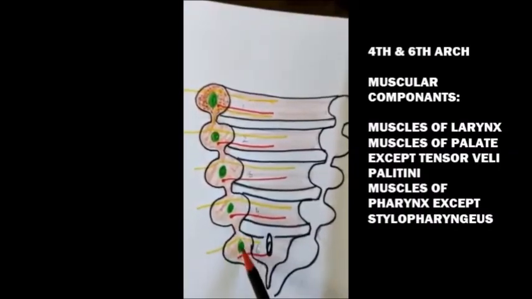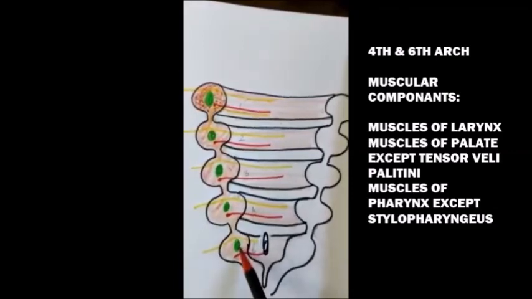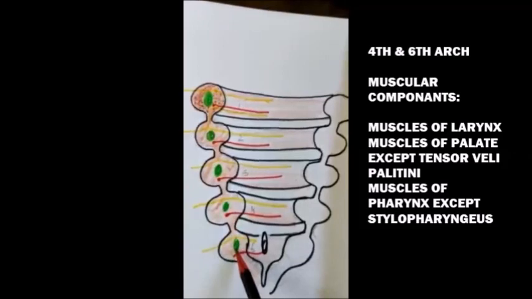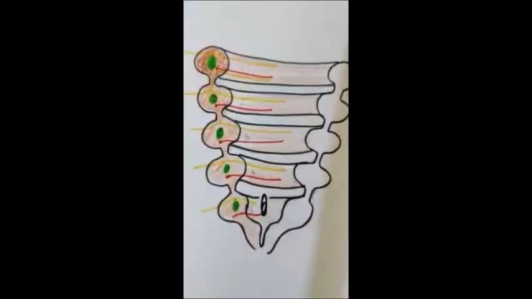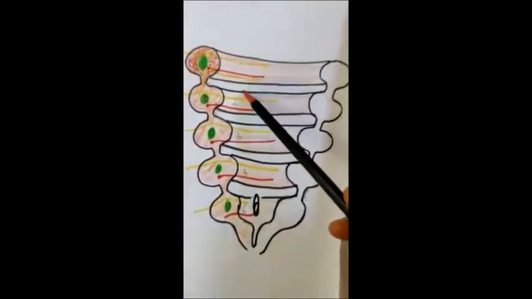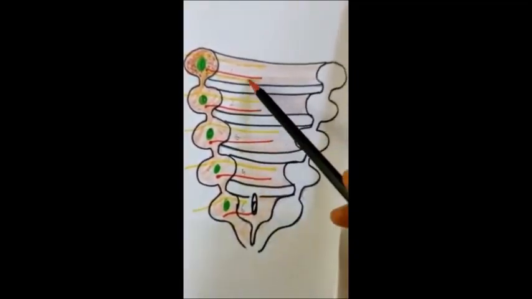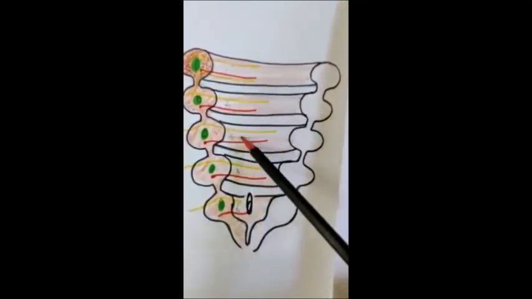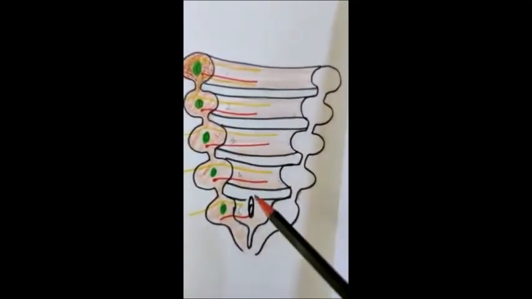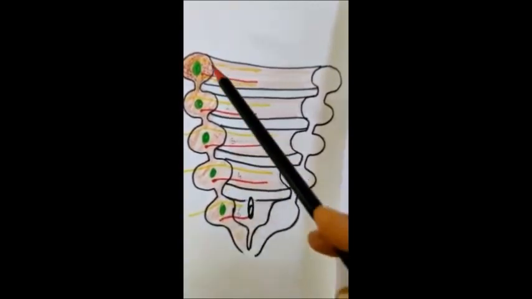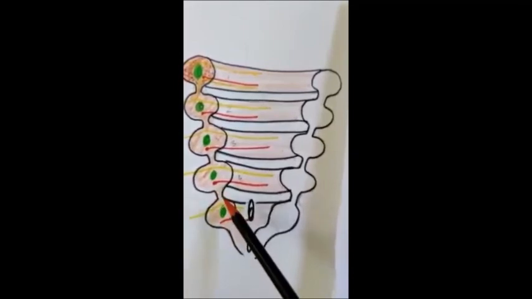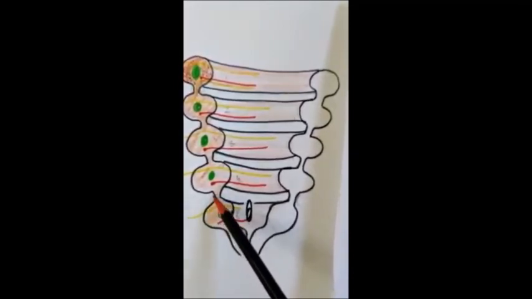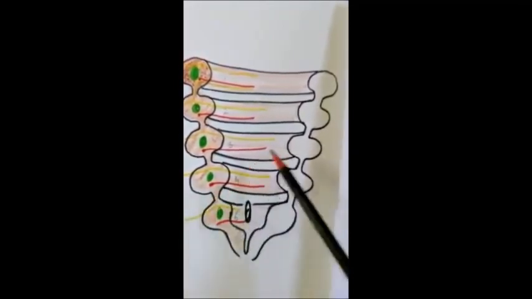Fourth and sixth arch lead to the development of muscles of the larynx, muscles of the palate except for tensor veli palatini, and muscles of the pharynx except for stylopharyngeus. While the ventral portion of the pharynx, this portion, will lead to the formation of the tongue, which we will discuss later on. And so these are all the structures which are developing from the arches, while what develops from the endodermal pouches and the ectodermal clefts we will discuss in the next lecture.